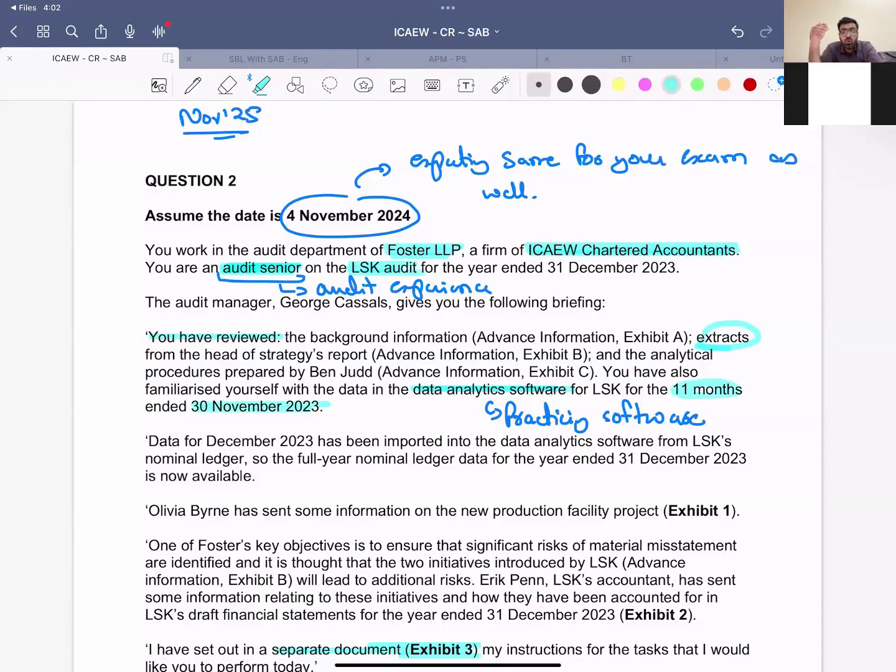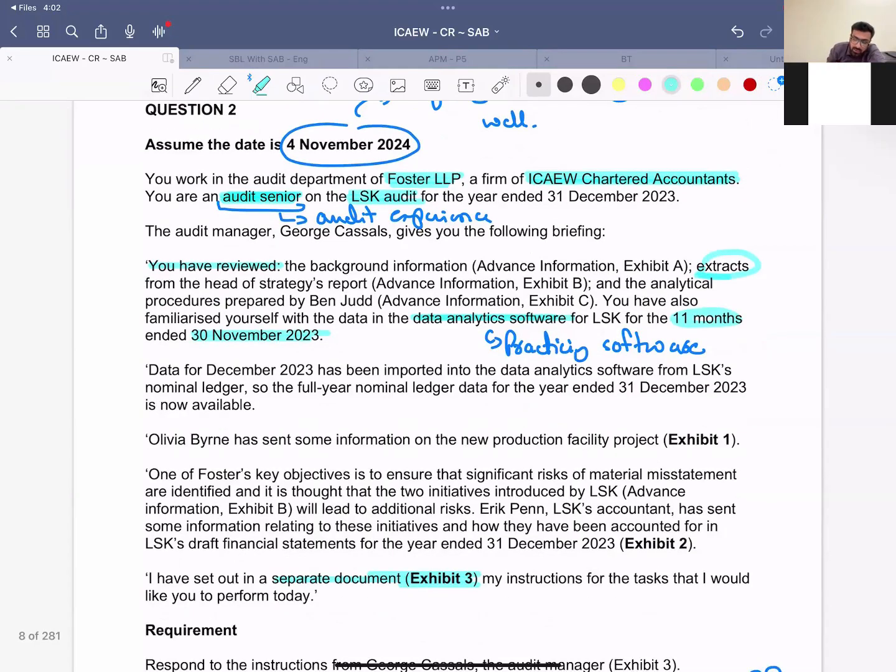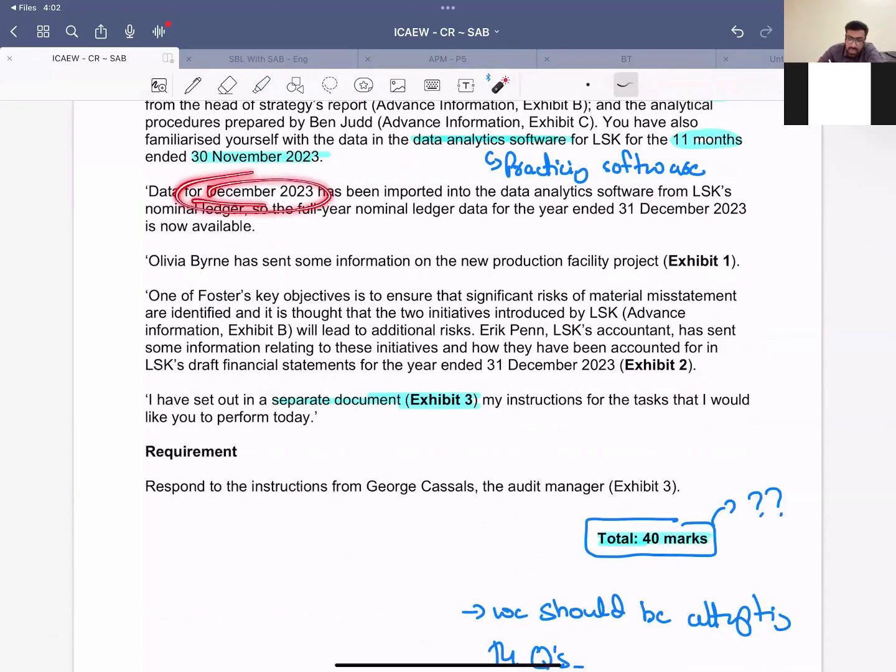So that means ICAEW equips you with the real life things, what exactly is happening in real life. So data for December 2023 has been imported into the data analytics software from LSK's nominal ledger. The full year nominal ledger data for the year ended 31st December is now available, guys. So that means the full year data will be available in the exam.